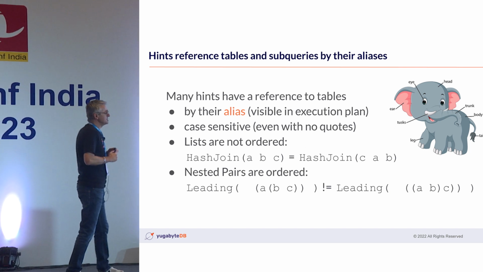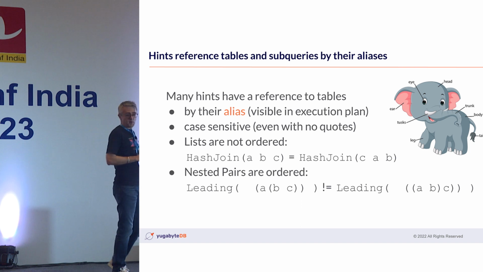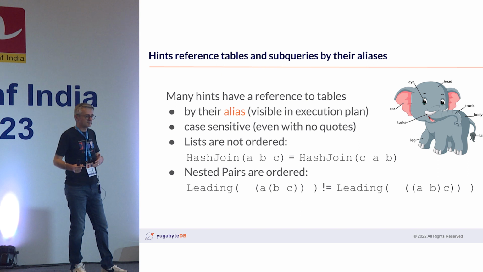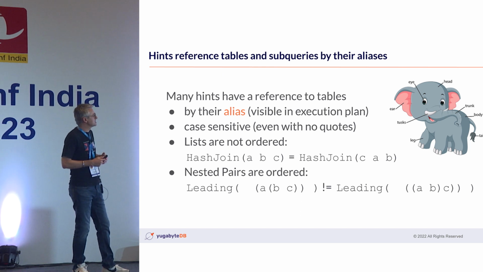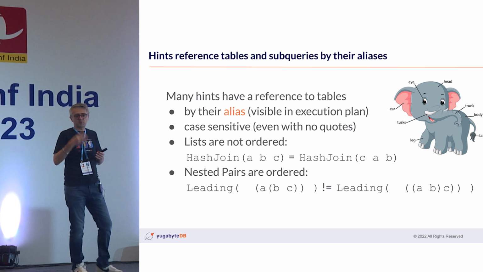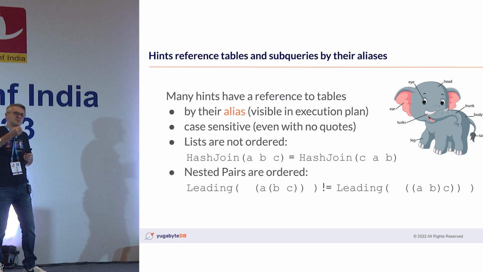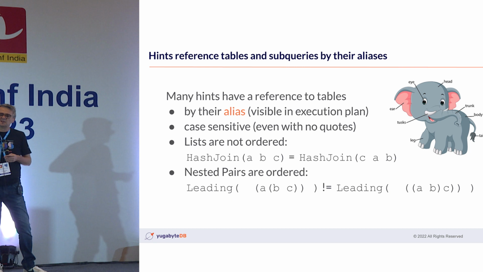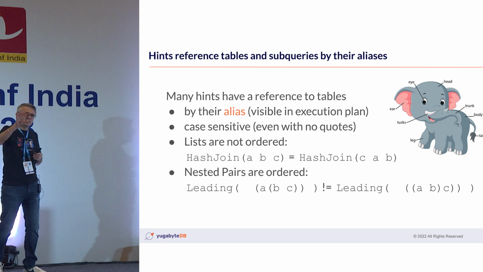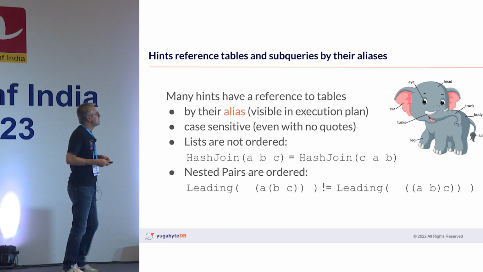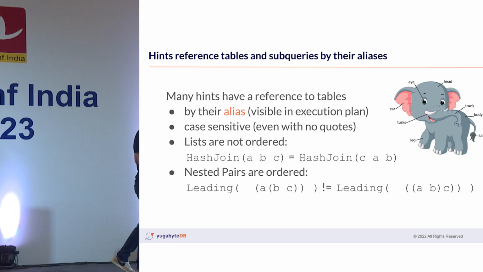And then in the hints, there are references to objects used by the query, like tables and indexes. The most important thing to understand is that it's not a reference to the table name, it's a reference to the alias in the query, because you may use the same table with different aliases in the from clause. So they are references by the aliases.